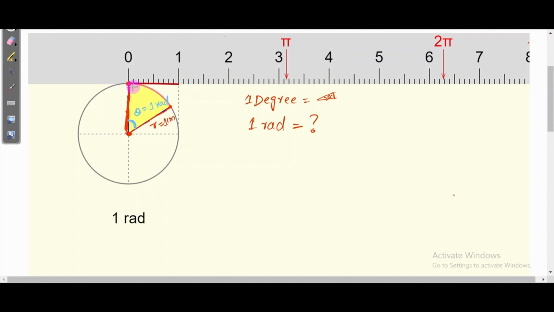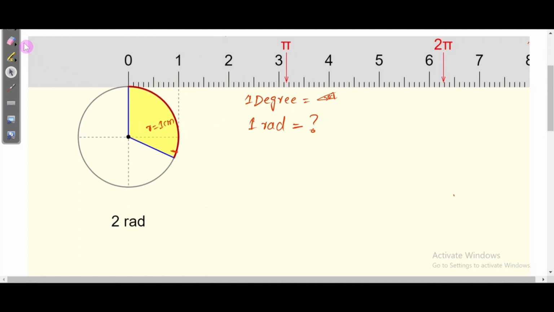So this is the radius-length part, meaning that the radius here is 1 centimeter and this arc is also 1 centimeter. So with that original position and that final position, it will make some theta, and that theta is called 1 radian. So that is about the 1 radian. So what about 2 radians?